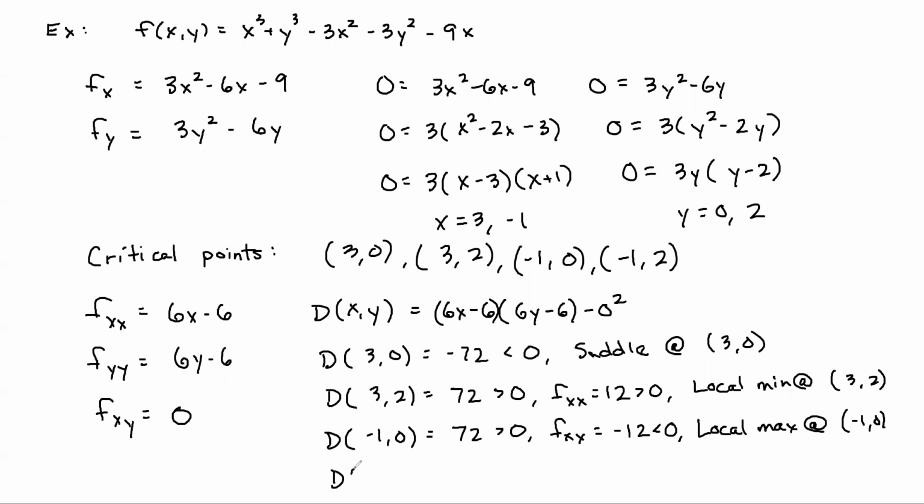And finally, (negative 1, 2). So at (negative 1, 2), we're going to have negative 12 and positive 6. So negative 72, less than 0. So we get a saddle.